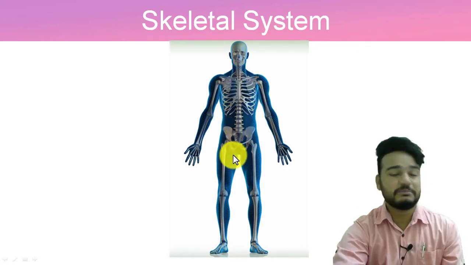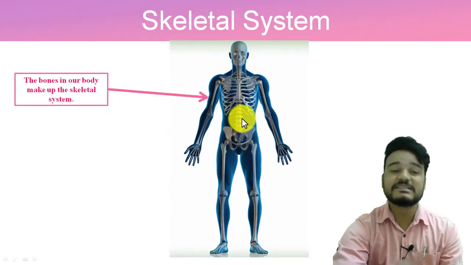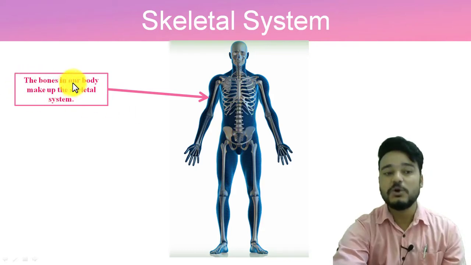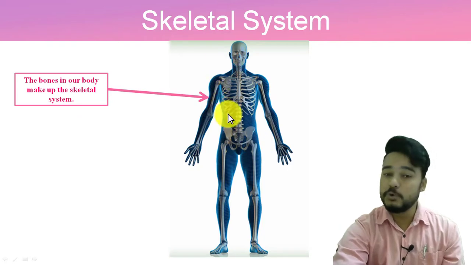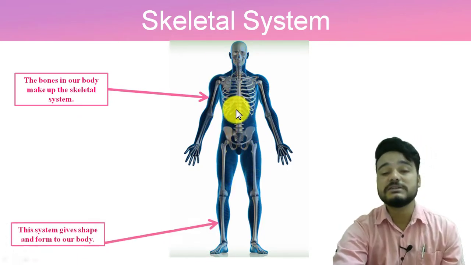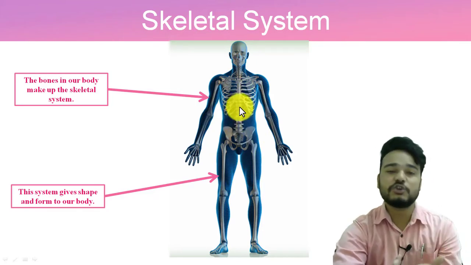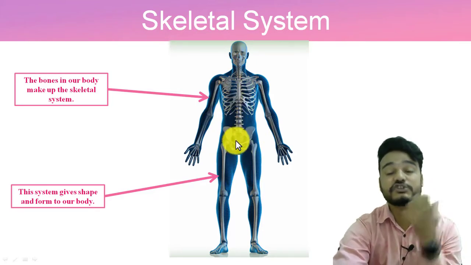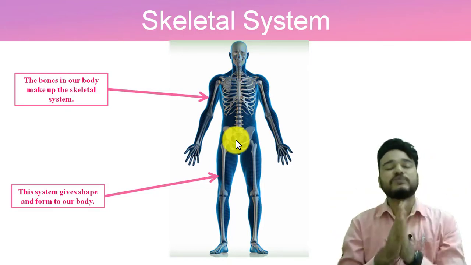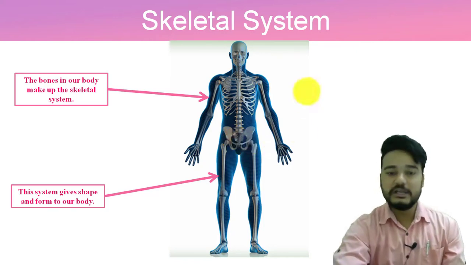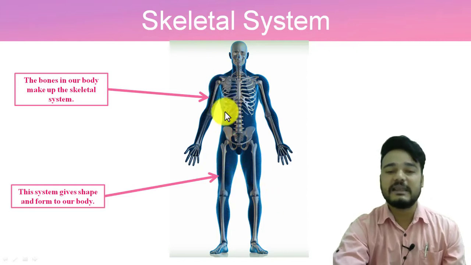ये हड्डियां है पूरी अपने body की. So what are these made up of? The skeletal system is made up of bones only. So जो पूरे bones जो है अपने body में, that makes the skeletal system. And what is the function of this skeletal system? It gives shape and form to our body. Whatever our shape is, we are thin, we are thick, हम मोटे हैं, हम पतले हैं, जो भी है, that shape is given by our skeletal system.